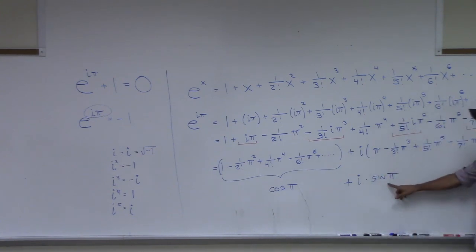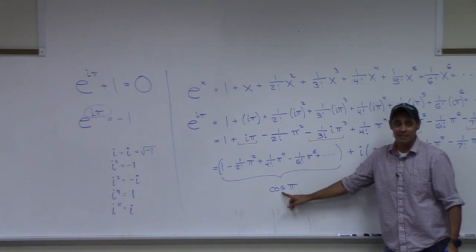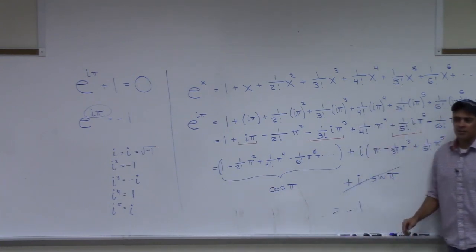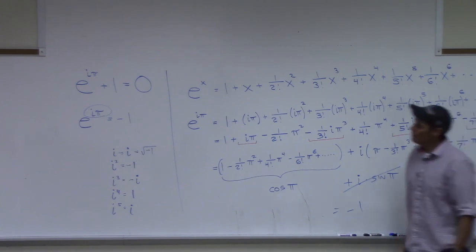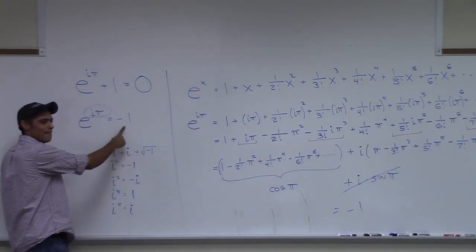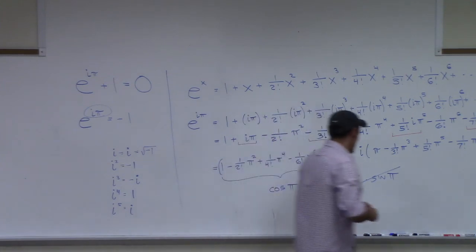And what is sine of pi? Sine of pi is 0. What is cosine of pi? Negative 1. There it is. e to the i pi is negative 1. You already know, man. Right? e to the i pi is negative 1. Some witchcraft for that. It's cool stuff, right?